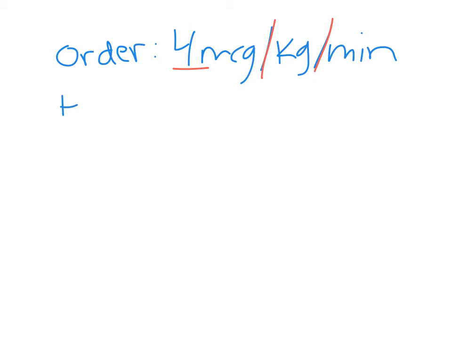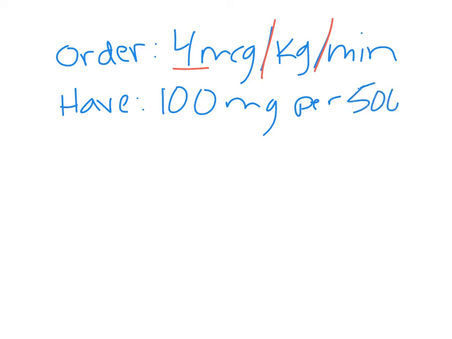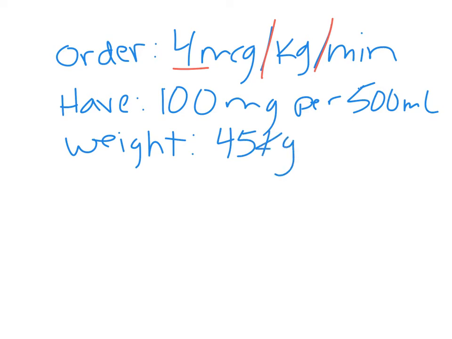So once again, we'll be given, okay, here's how the medicine comes. So we have a medication that is, let's say, 100 milligrams per, let's say, 500 milliliters. And the patient weighs, so their weight is, say, 45 kilograms. And I want to know, sorry, that's a K. I want to know what that would be in milliliters per hour.